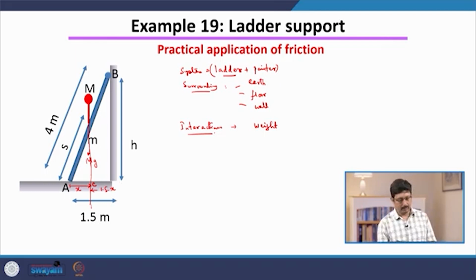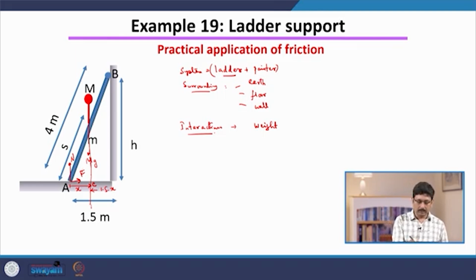The other interaction is the contact force between the floor and the ladder, which in general has two components, the normal component and the frictional component. Now, what is the direction of friction? If the ladder slips, then it will slip in this direction. So, the relative velocity is in this direction, which means the frictional force must be in this direction, opposing that from happening.